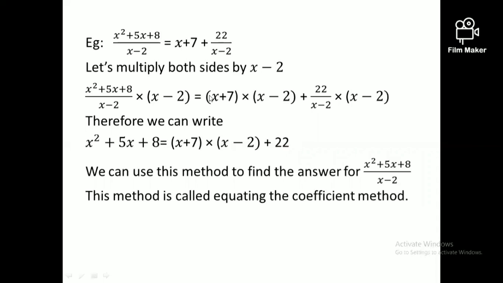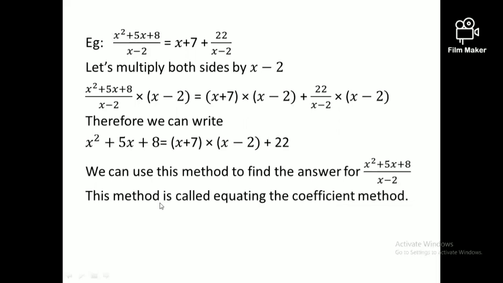If you multiply the right hand side, x plus 7 multiplied by x minus 2. And over here the remainder is 22 divided by x minus 2 multiplied by x minus 2, so this x minus 2 cancels out with this x minus 2. Then the remainder is 22. So you can write x squared plus 5x plus 8 is equal to x plus 7 into x minus 2 plus 22. We use this technique to find the division of these algebraic fractions.